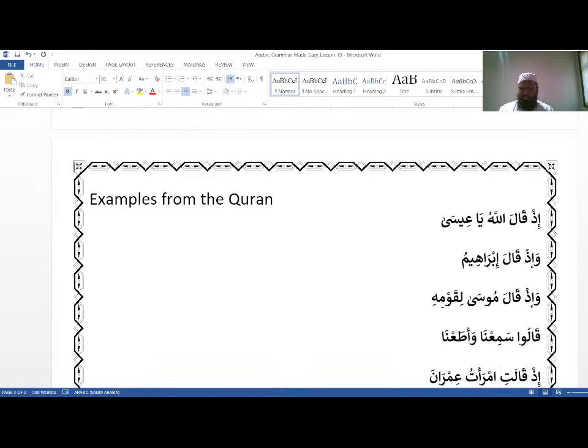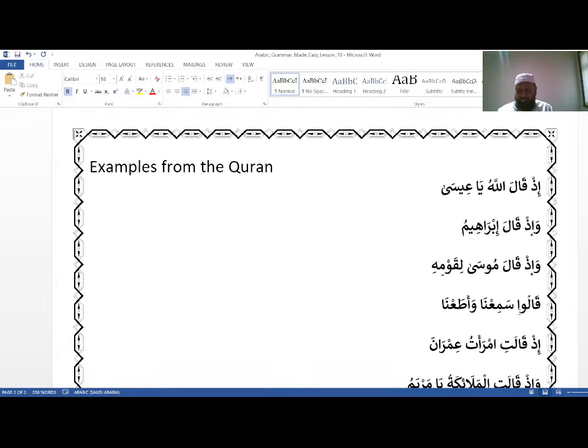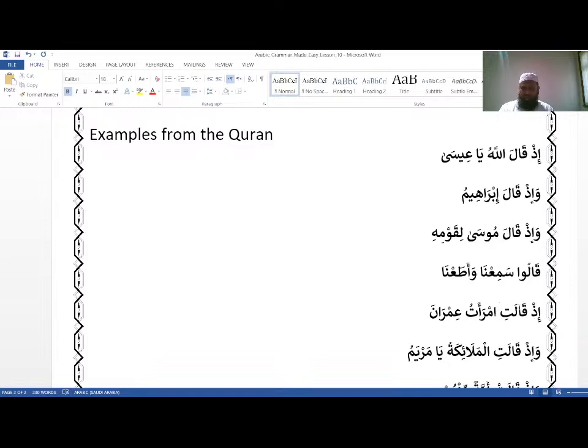إذ قالت امرأة عمران. Normally, literally, the translation will be woman of Imran, but we know it means his wife. When the wife of Imran said. Next, وإذ قالت الملائكة يا مريم. Again, we need a kasra because two sukoons are coming together. وإذ قالت الملائكة يا مريم.